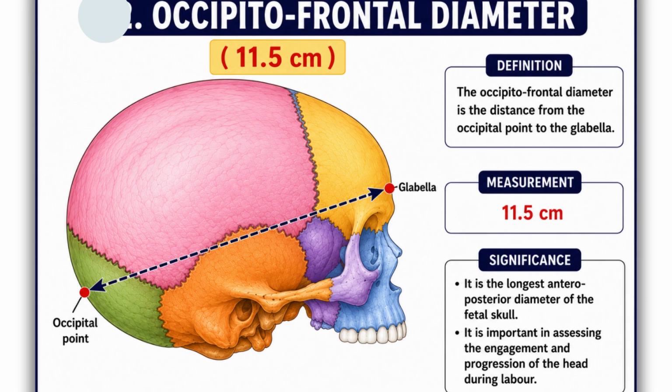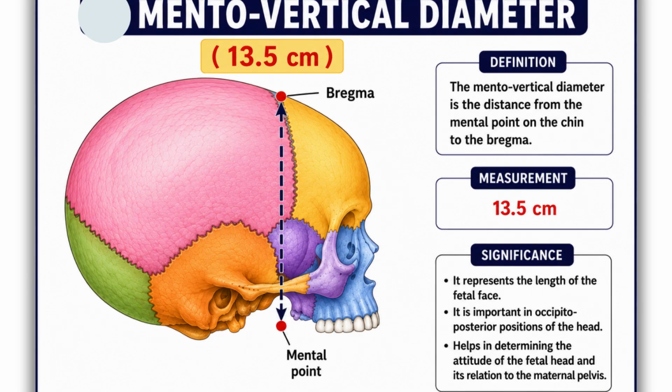4. Mentovertical diameter. The mentovertical diameter is the largest antero-posterior diameter and measures 13.5 centimeters. It extends from the chin, also called the mentum, to the highest point of the vertex. This diameter is seen in brow presentation. Because it is the largest diameter, normal vaginal delivery is usually not possible.